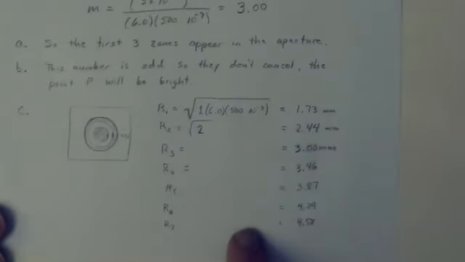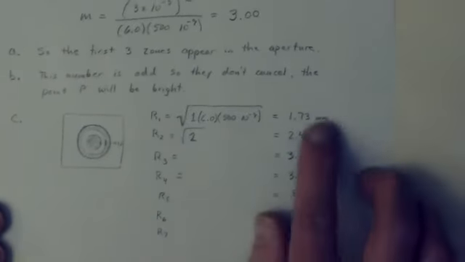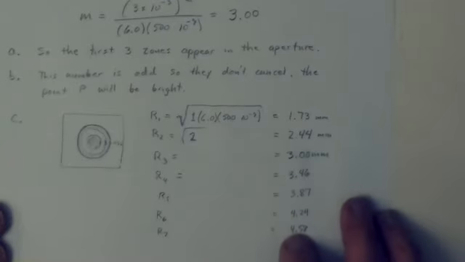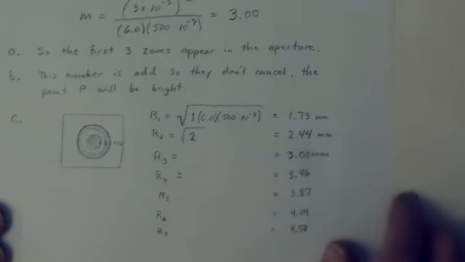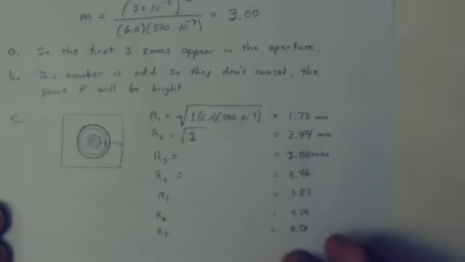So here was my calculation of the zone radii. R1 was 1.73, and then they all just scale after that by the square root of n. Is that what you folks got, or didn't you? Weren't you able to get that?